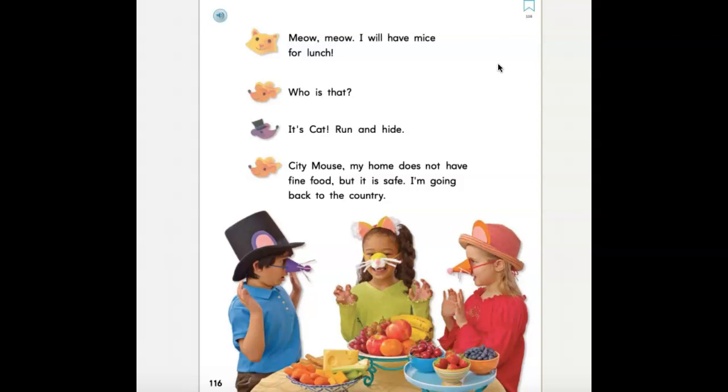I think a lesson that we could learn from our story is that even though Country Mouse did not have the fine food that City Mouse does, his home was still safe. So our lesson could be that even if you don't have the same things as others, or even if others may have things that are nicer than yours, it doesn't always mean that they are better than what you have.